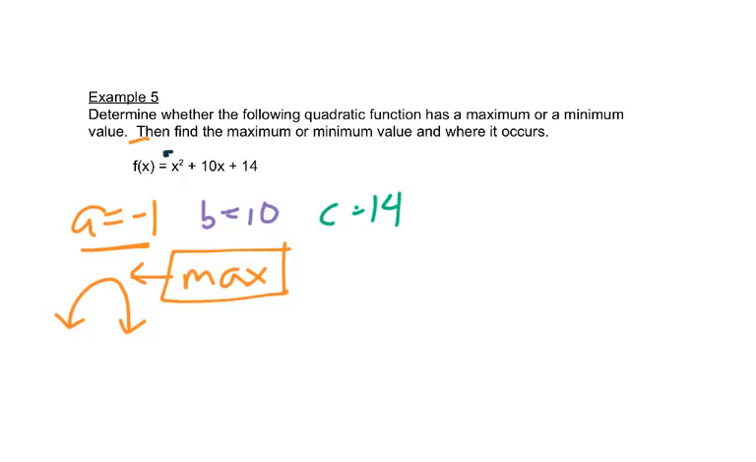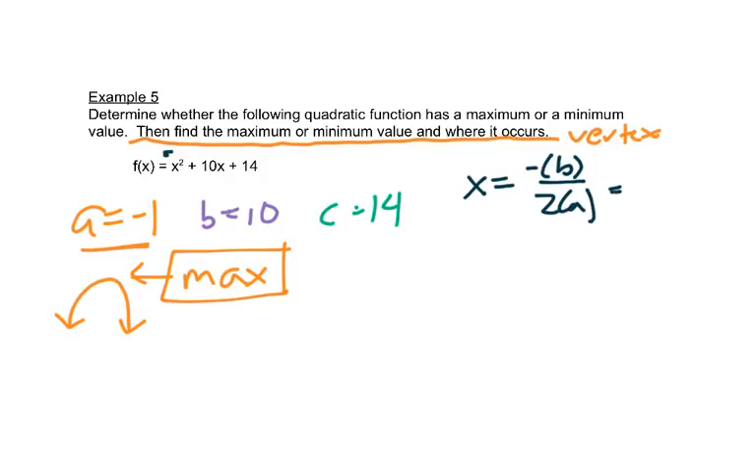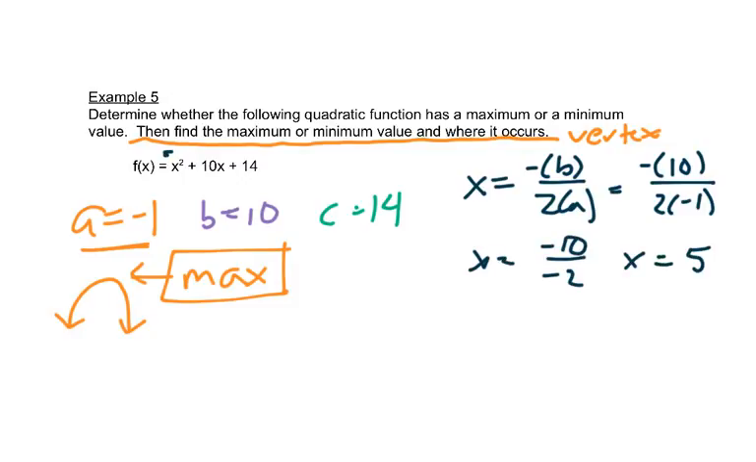Now remember that this is really just another way of saying find the vertex. So we'll use x is equal to -b over 2 times a. So we'll have -10 over 2 times -1. And that would give us -10 over -2, which makes our x be 5. So we'll plug that 5 back in to get our y.